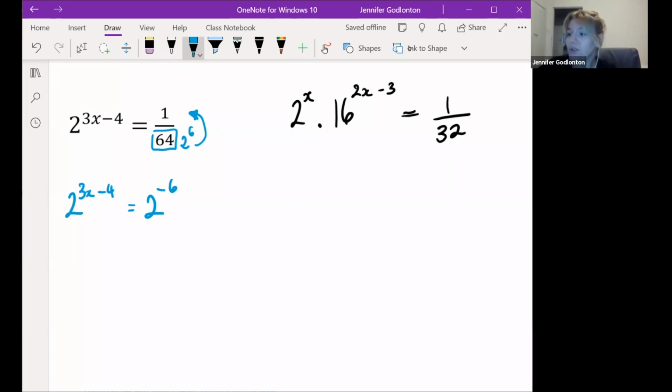And if you are uncertain, you can just put that in your calculator exactly like that. So 2 to the power of negative 6, and you push equals. And if you don't get 1 over 64, you would know that you are wrong. Okay.